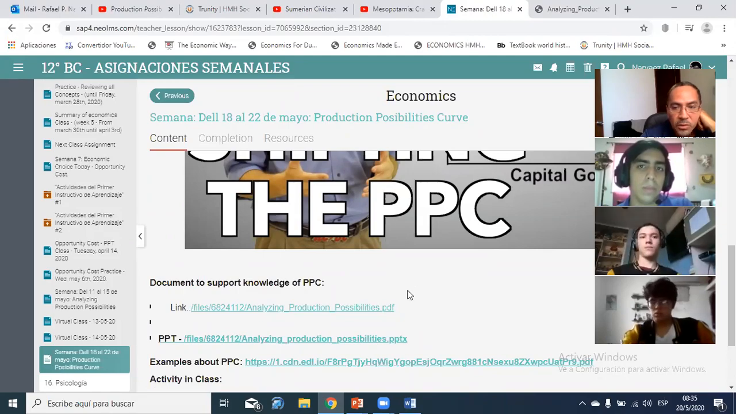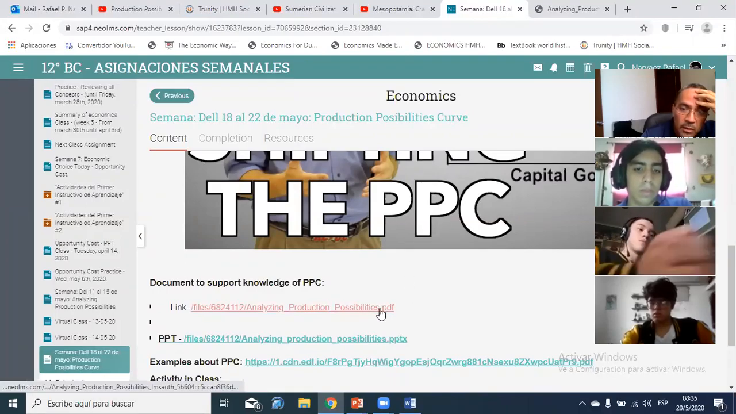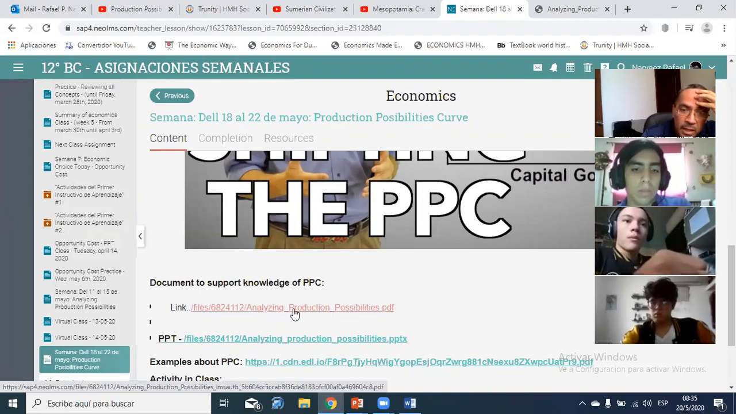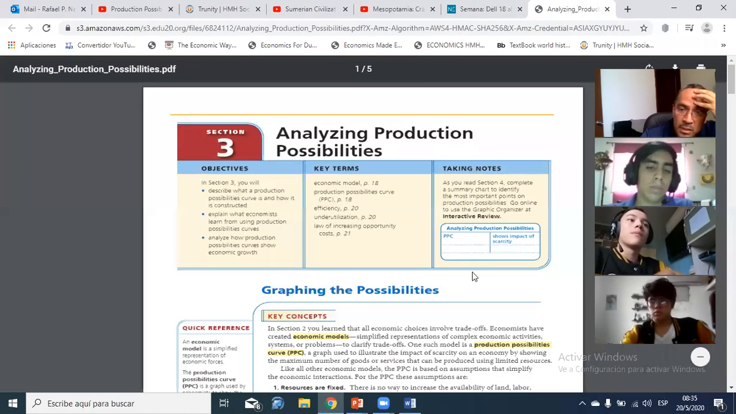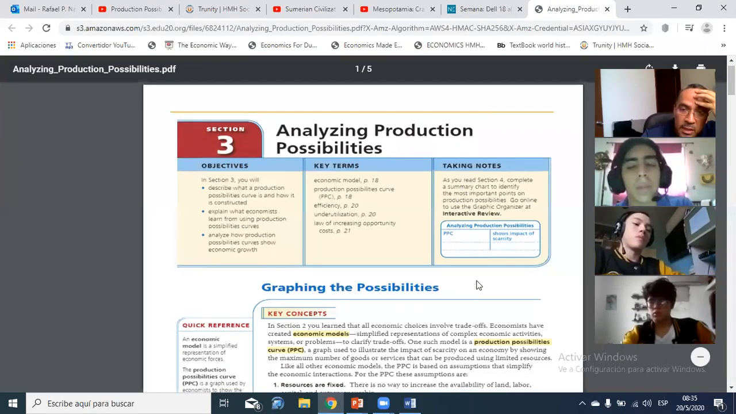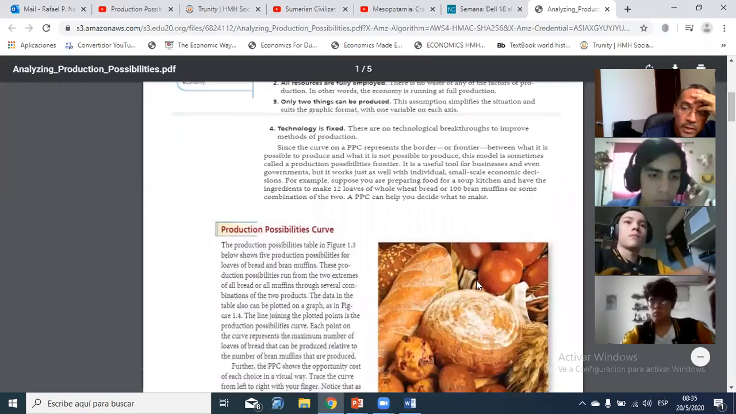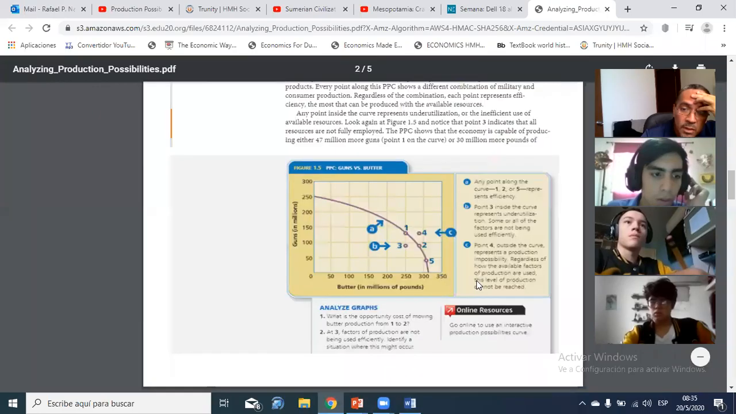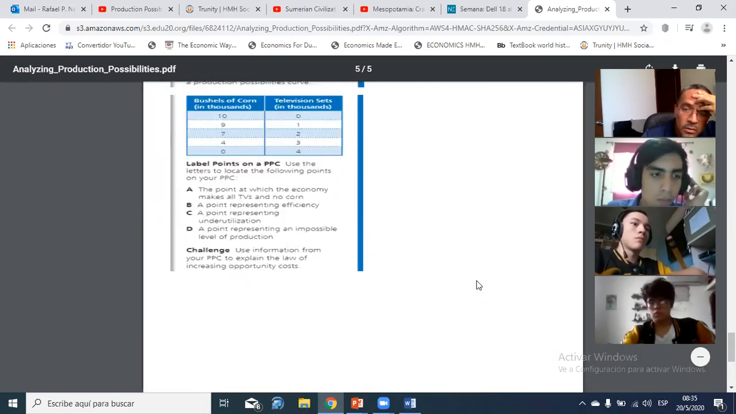Now, because you don't have a book, this is the document with all the information about this chapter. So you have to click over here, this PDF, Analysis Production Possibility PDF. You're going to get something like this. This is a document that you have to print and review, study for an eventual test. This is the same thing we have seen in the PowerPoint document.